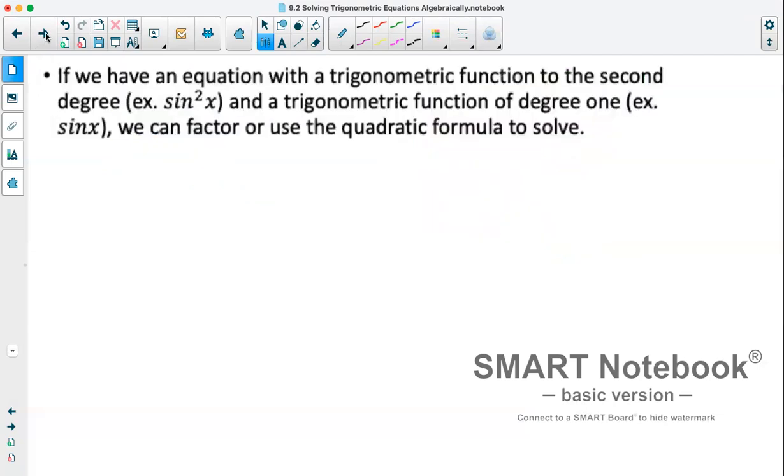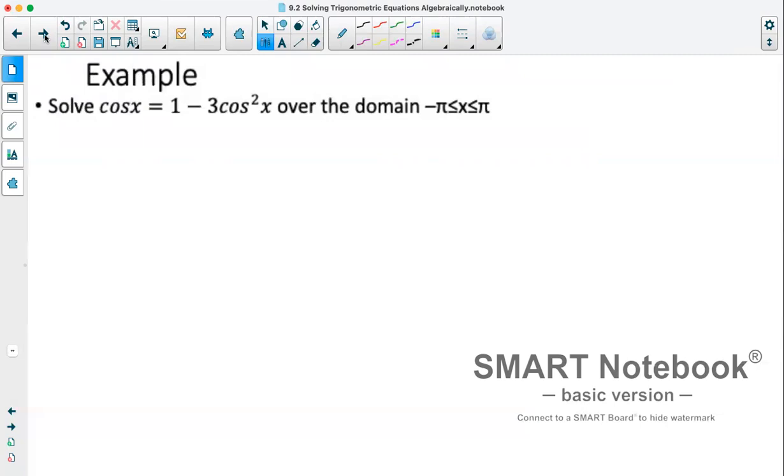Now, if we have an equation with a trigonometric function to a second degree, so for example, sine squared x or cos squared x or tan squared x, and a trig function of degree 1, so for example, sine x, we can factor it or use the quadratic formula to help us solve it. So for example, we've got cos x equals 1 minus 3 cos squared x over a domain from negative pi to positive pi.